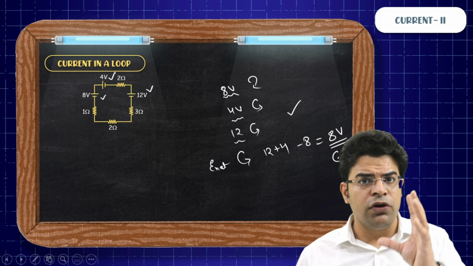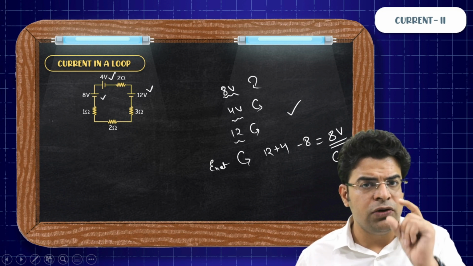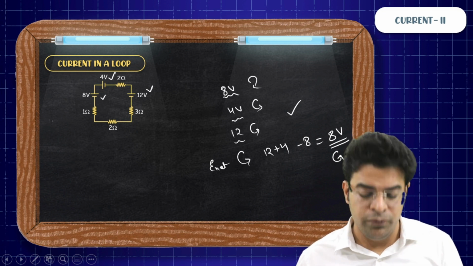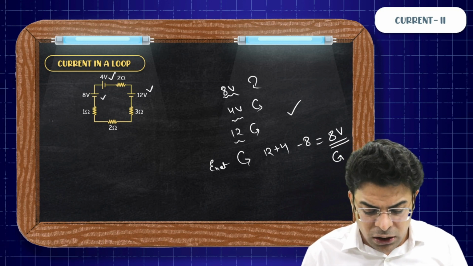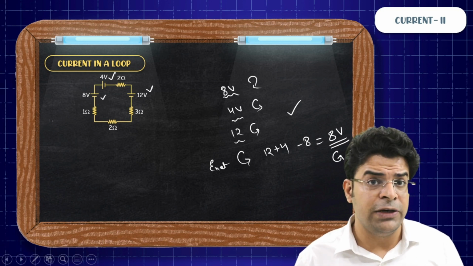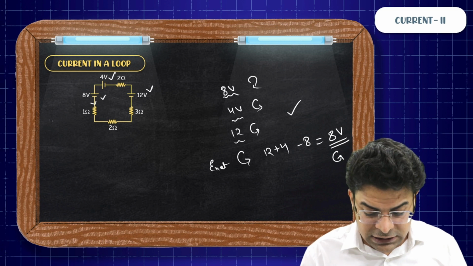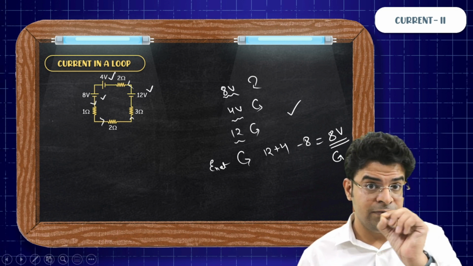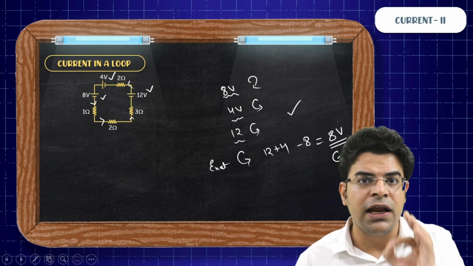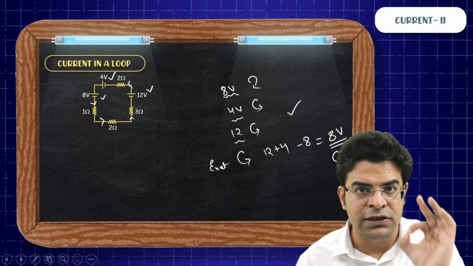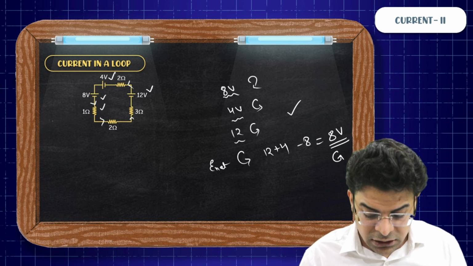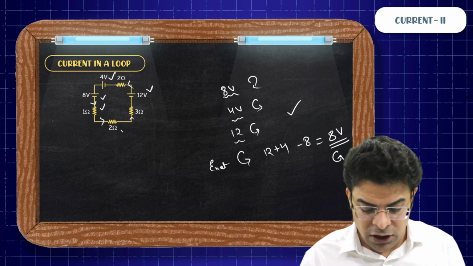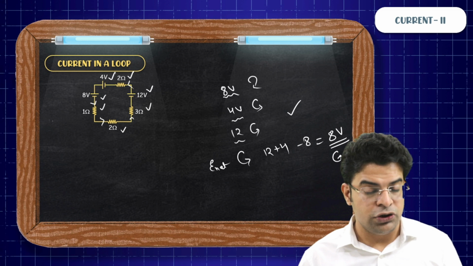Now, once we know the EMF of the loop, we need to know the resistance in the loop. Should I treat all these resistances to be in series or parallel? Since the same current flows through all of them, they should be treated in series. And in series, you can directly add up the resistances. So you will say the resistance of the circuit will be 1 ohm plus 2 ohm plus 3 ohm plus 2 ohm.